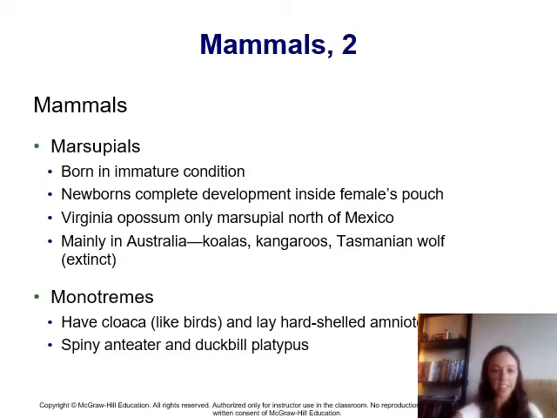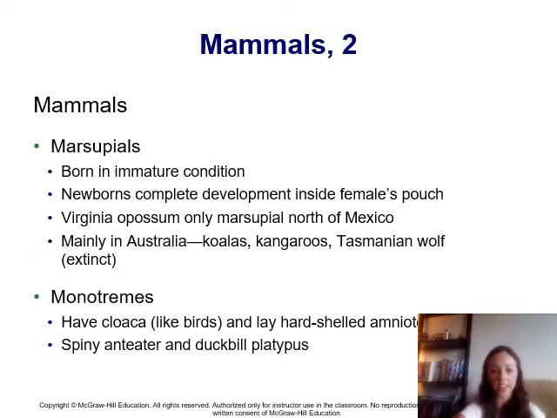Because there are exceptions to every biological rule, we have marsupials and monotremes. Marsupials do not fully develop inside the mother. Instead, an immature embryo will crawl outside of the mother's uterus and into a pouch that is going to be around their stomach. And the embryo will attach to a mammary gland and will stay there until it fully develops. Marsupials are mainly found in Australia, but the one marsupial that is going to be found in America is the Virginia opossum.